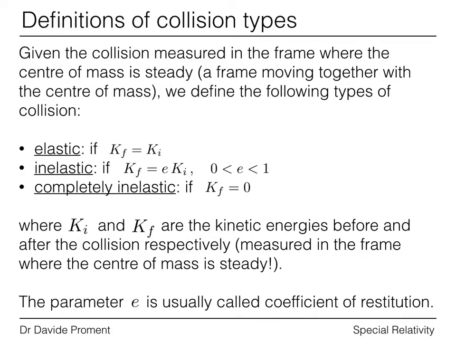Finally, we gave the classification of different types of collision by measuring the possible loss of kinetic energy after the collision, measured with respect to the frame where the center of mass is steady. This loss is measured by the coefficient of restitution E, which is 1 if the collision is elastic, that is, the final kinetic energy is equal to the initial kinetic energy, between 0 and 1, not included, if the collision is inelastic, and identically 0 if the collision is completely inelastic.